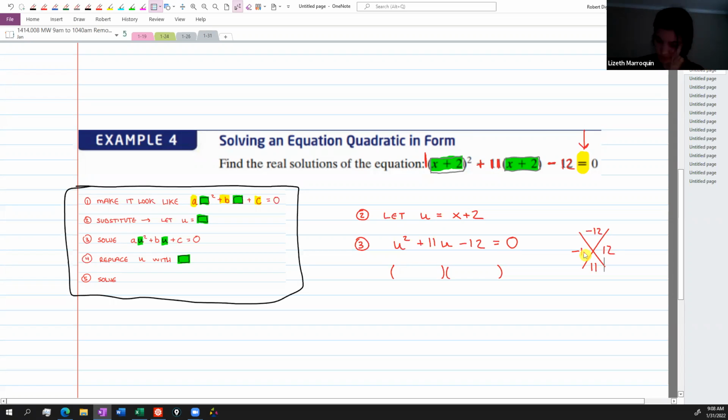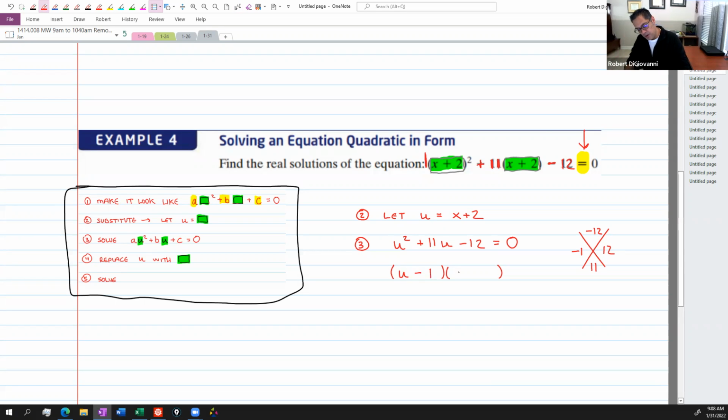So that would become, if we do what we did in the past, this would be u minus 1, u plus 12, and then you take the number in front, which is a 1, and you put it in front of 1 and underneath the other. But I told you that if it's a 1, nothing changes, right? So this is just the result, equal 0. We need equal 0 here.